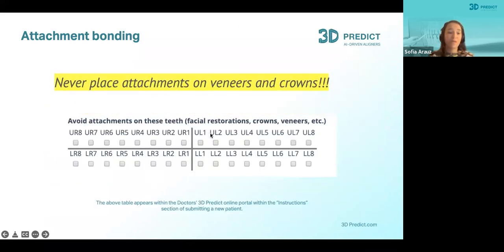Now, the last thing I want to say about attachments is never place attachments on veneers and crowns or any facial restorations. The reason for this is even though you might be able to bond those attachments to veneers and crowns, if you use hydrofluoric acid, a crown bonding kit, etc., you might damage that crown and that veneer when you remove the attachment. And you're going to have a very unhappy patient at the end of your treatment.